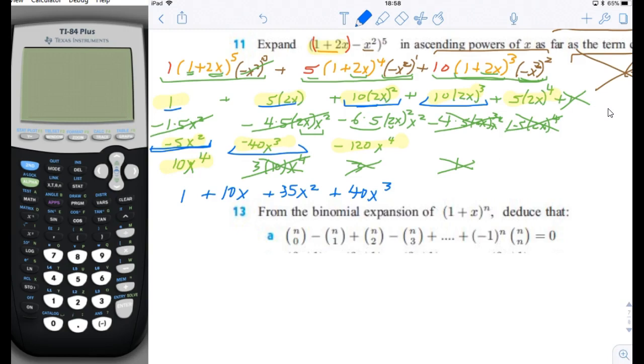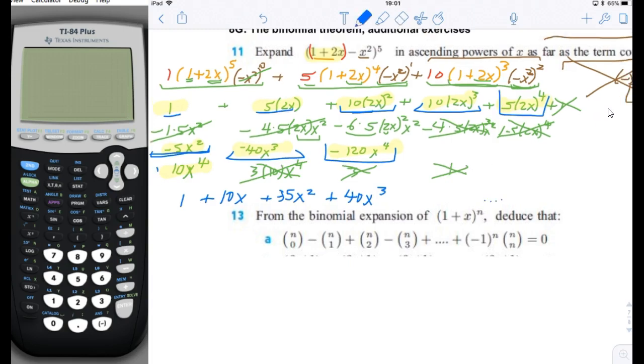And then finally, I got this one and this one for x to the fourth. And then I also have this one here. So basically that's, this one here is 80x to the fourth. This one here is plus 10x to the fourth, so that would be 90x to the fourth. And then I would subtract 120x to the fourth, so that would be negative 30x to the fourth.